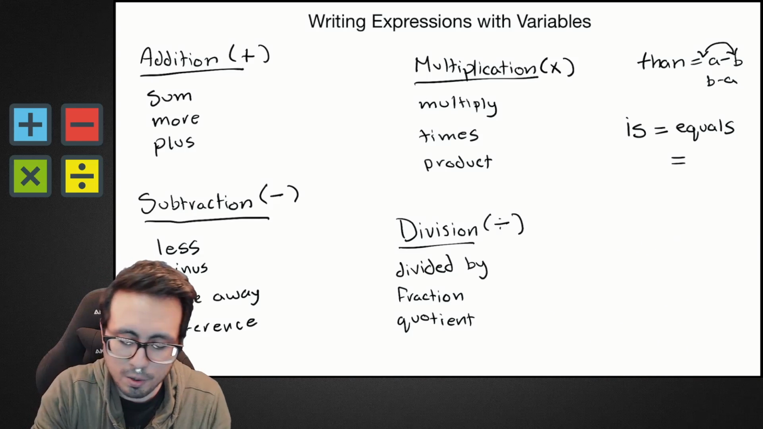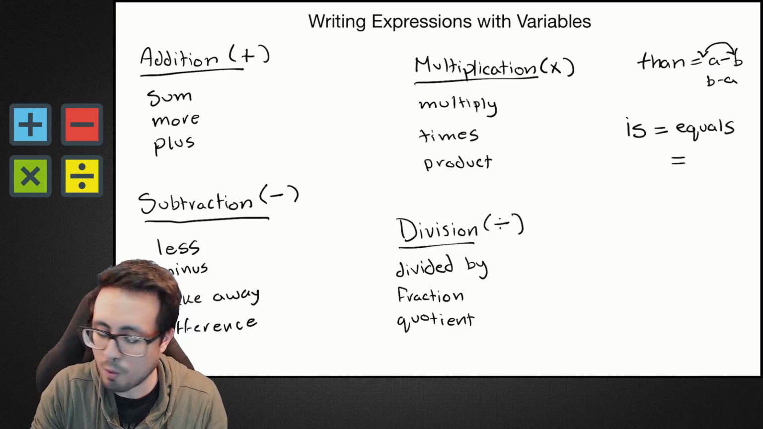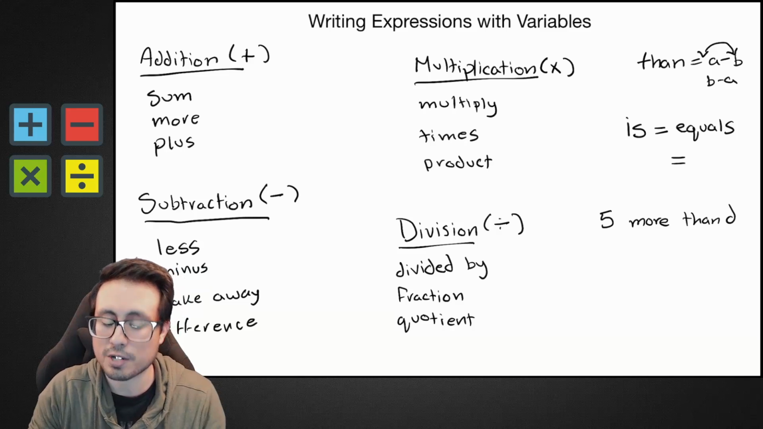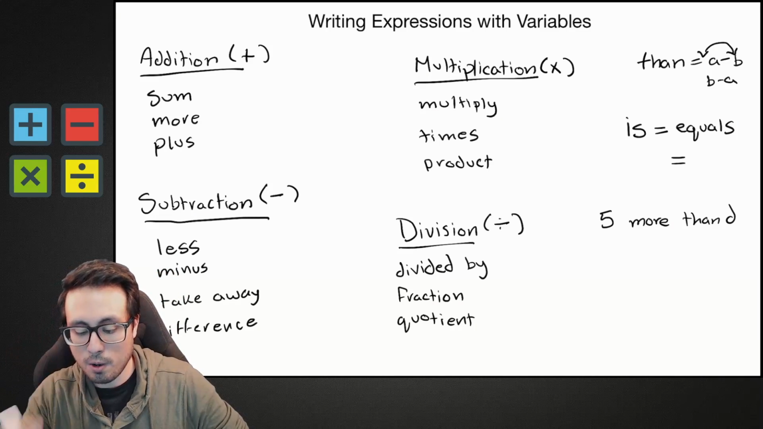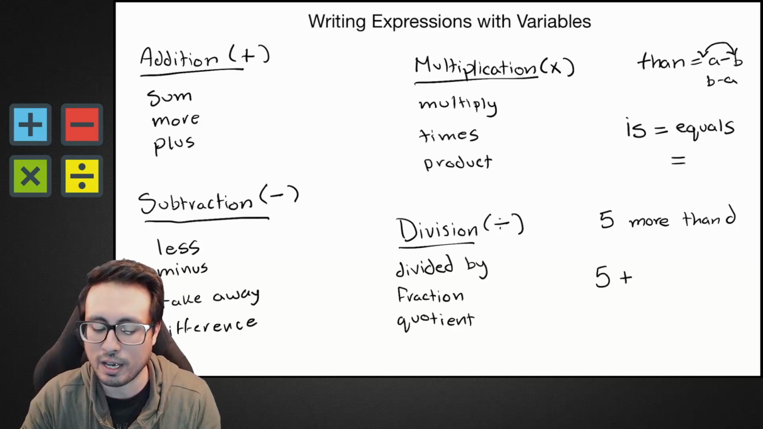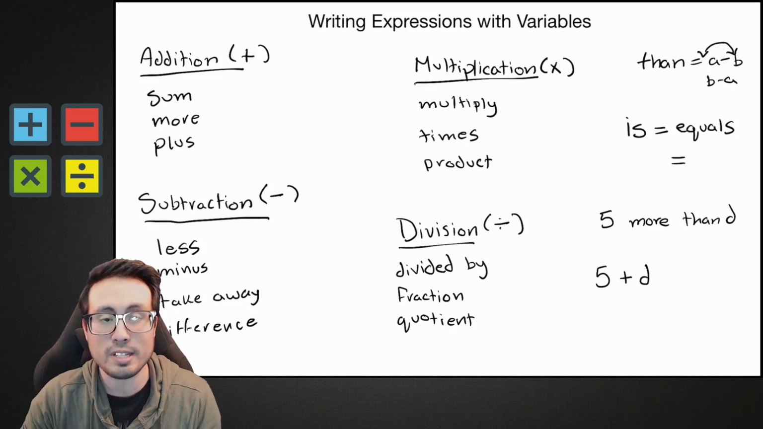Cool. So this one is 5 more than d. They just want us to write 5 more than d as an algebraic expression. 5 more than d. So 5 more, when I think of more, I think of plus, right? And if I look at my list, more is under plus, than d. So I'm going to put d.